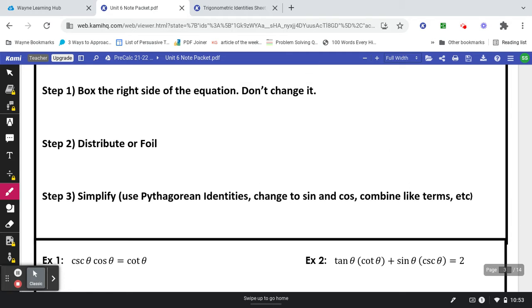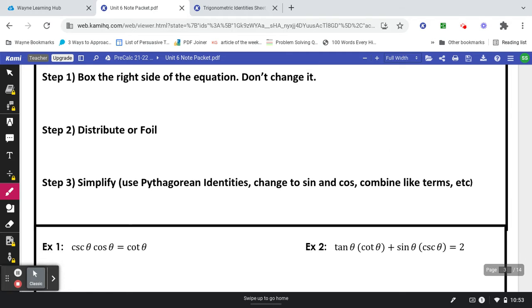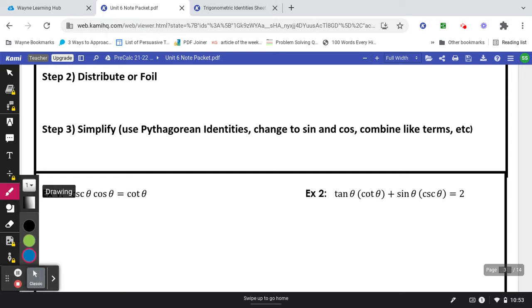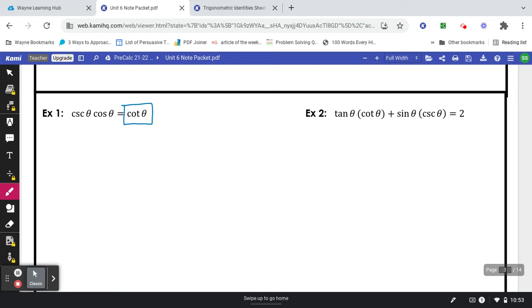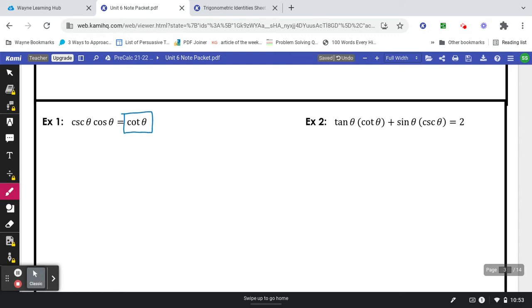to the right. So the first thing we want to do for each problem, box the right side of the equation, and we're not going to change it. So that cotangent theta is going to stay there. We're not going to touch it at all. We're going to work on the left-hand side to see if we can simplify.